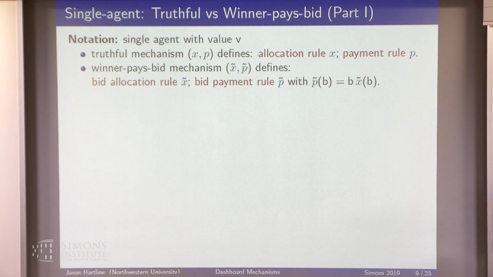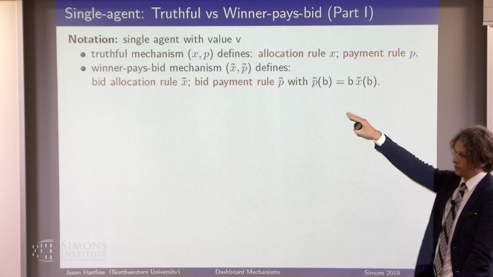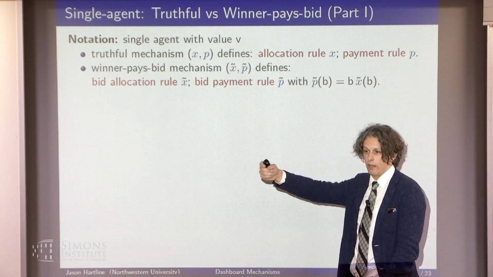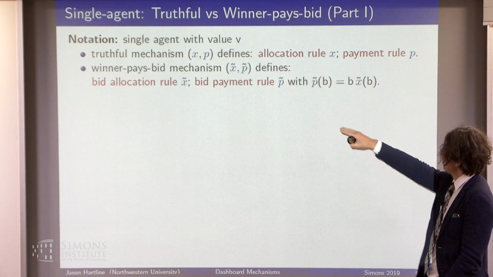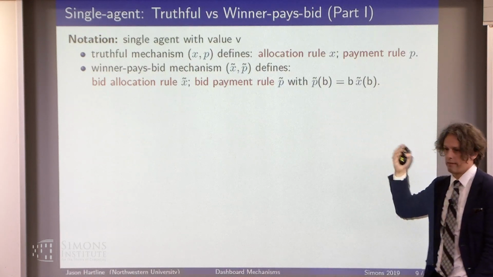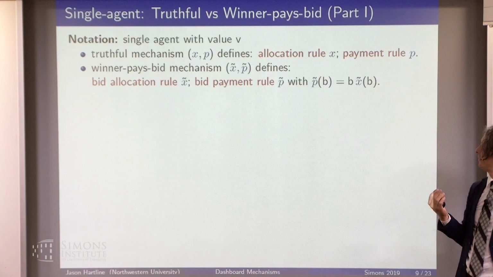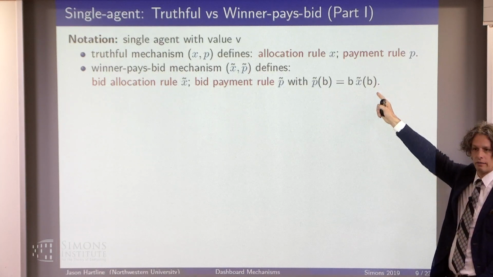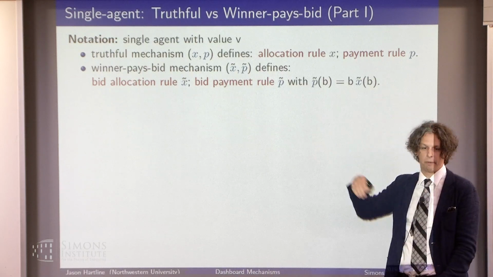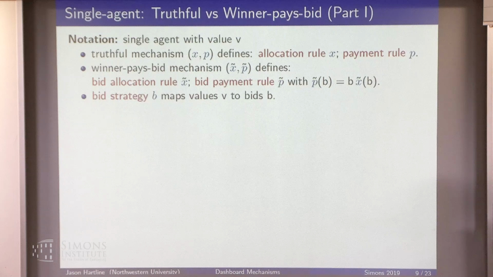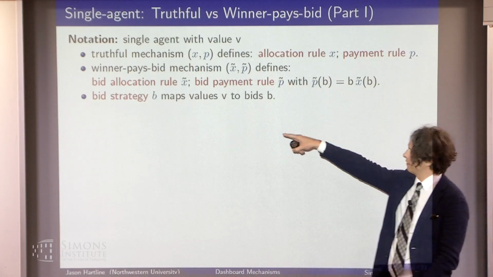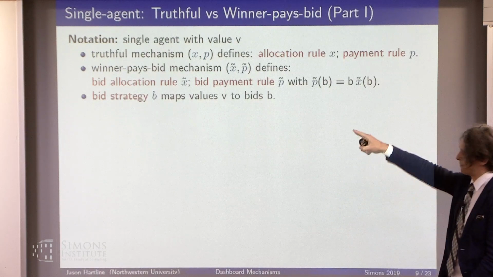A winner-pays-bid mechanism, I'm going to put tildes on these to denote that, has a bid allocation rule which maps bids, not values, to allocation probabilities, and bids, not values, to payments. For winner pays bid, that's easy, because the payment with a given bid is just your bid times your probability of winning. So I already told you what the payment rule is. I'll denote by calligraphic B the strategy which maps values to bids.